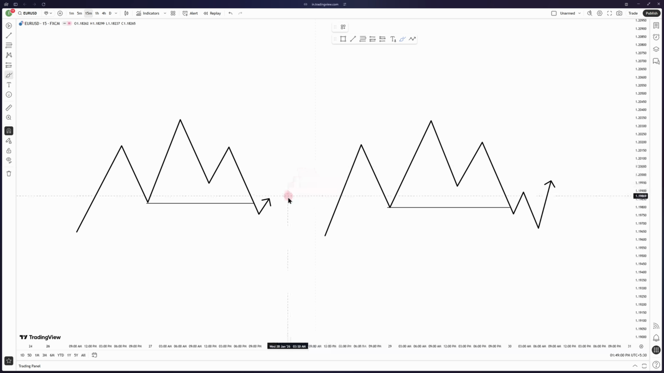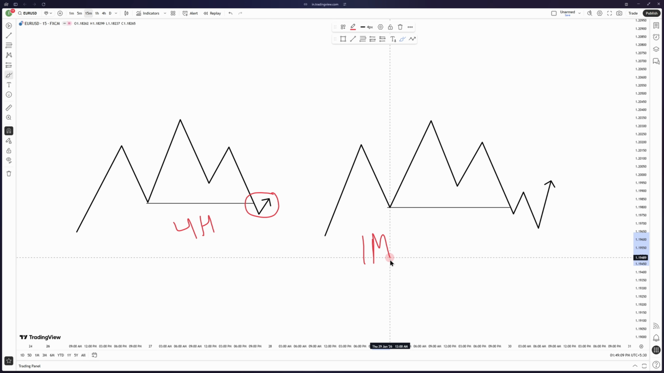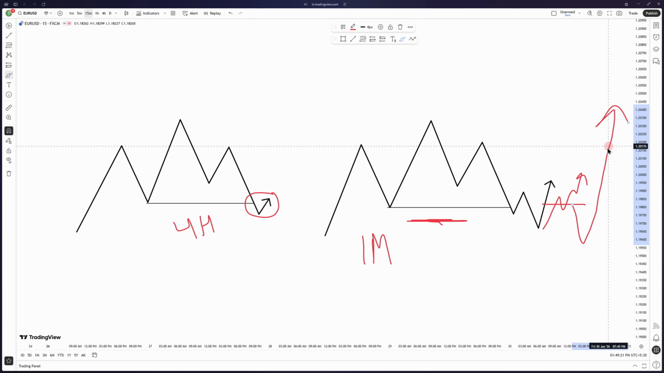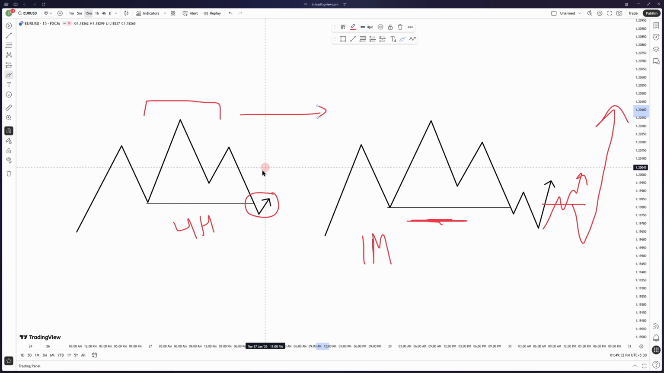What most traders do is they spot a liquidity sweep on a higher time frame, for example on the 4-hour chart, and the moment that sweep happens, they immediately drop down to the lower time frame and start hunting for confirmations. They enter the trade, get stopped out, and then watch price move exactly in the direction they originally expected. The mistake here is thinking that a higher time frame liquidity sweep alone is enough. When liquidity gets swept on a higher time frame, lower time frame confirmations by themselves are not strong enough to hold the trade.